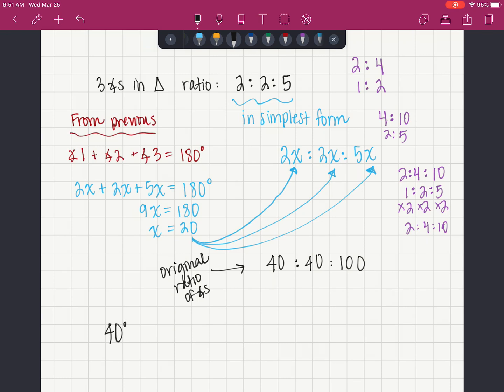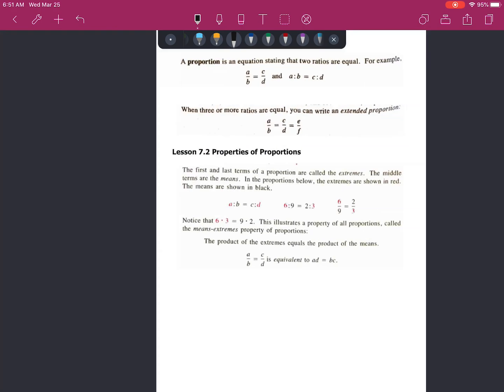So the measures of our angles are 40 degrees, 40 degrees, and 100 degrees. And if you add those three angles up, you'll see that it measures to be 180 degrees. So this is angle 1, this is angle 2, and this is angle 3. Important to note, because 1 and 2 are equal to each other, angle 3 is the largest angle.